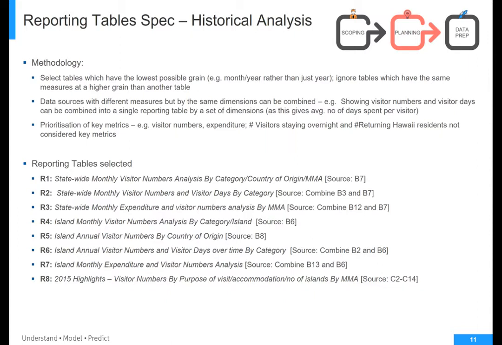So this is highlighted here in this next page in the methodology that we're looking at. So we select tables which have the lowest possible grain, and we ignore tables that have the same measures at a higher grain than another one. The data sources with different measures but by the same dimensions could be combined. And we also have to do some prioritization of key metrics. So here I focused on visitor numbers and primarily historical analysis and that of expenditure, but I haven't really focused on visitors staying overnight or returning Hawaii residents. So I've not considered those to be key metrics.